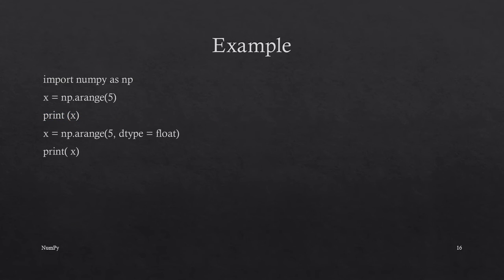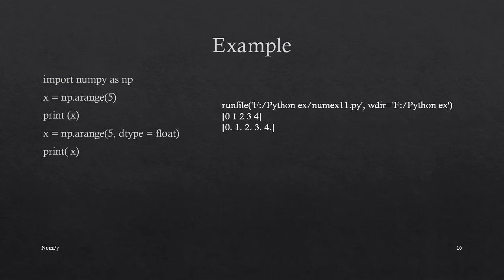We'll see an example of the arange function. For that, import the numpy package. X is equal to np.arange of 5 will create an array in the range 0 to 5. 5 is excluded. So print X will print the array with elements 0, 1, 2, 3, 4, and the last element 5 was excluded. In the next case we are also creating an array in the range 5, but the data type of the elements is float.